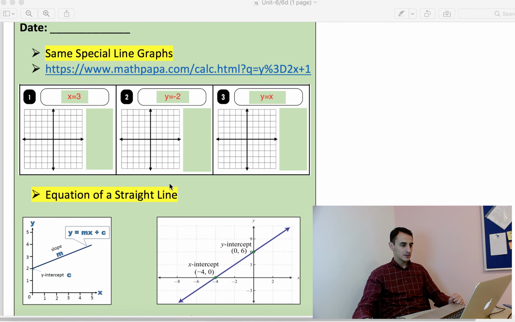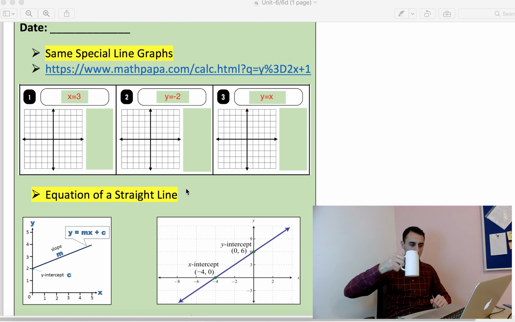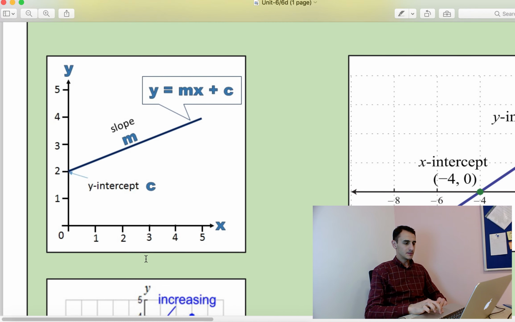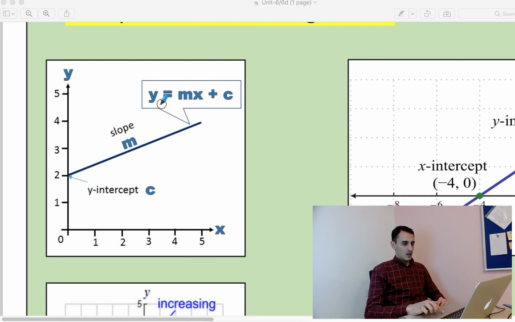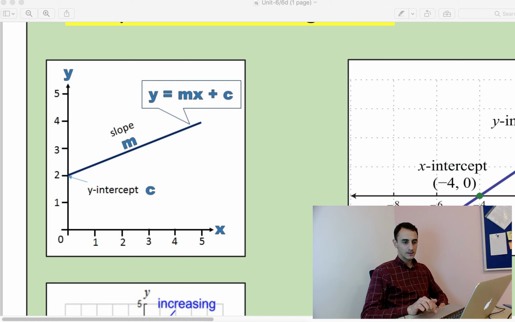So let's come to our notes. Okay, guys. The equation of the line is like this. y is equal to m multiplied by x plus c. Okay?